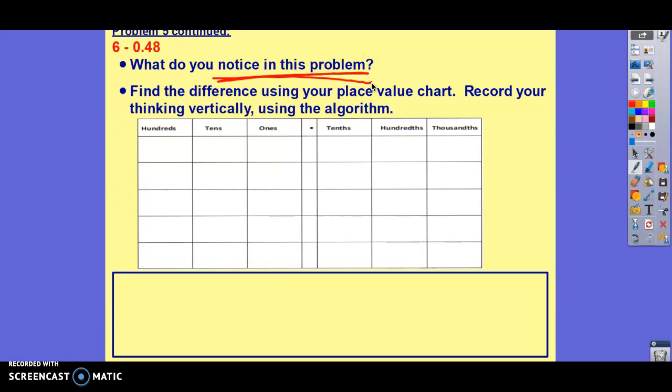Well, the first thing I notice is that there's no decimal place values indicated behind the 6. So what would I do? Where would I put the 6 on the place value chart? How would I begin? There's actually zeros, and it continues on indefinitely. We only need 2 for this problem. So you would just write 6 as if you were writing $6.00.